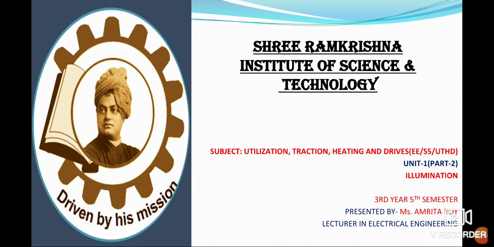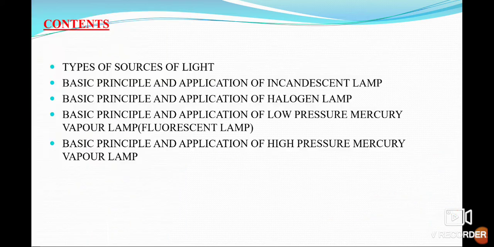Today we are going to study part 2 of illumination of the subject utilization, traction, heating and drives. Let us go through the contents. We are going to study about the types of sources of light, basic principle and applications of incandescent lamp, halogen lamp, low pressure mercury vapor lamp and high pressure mercury vapor lamp.